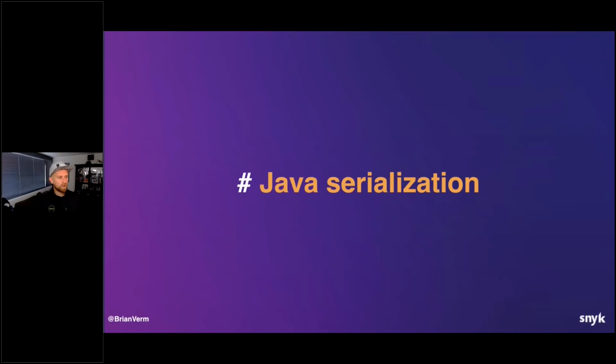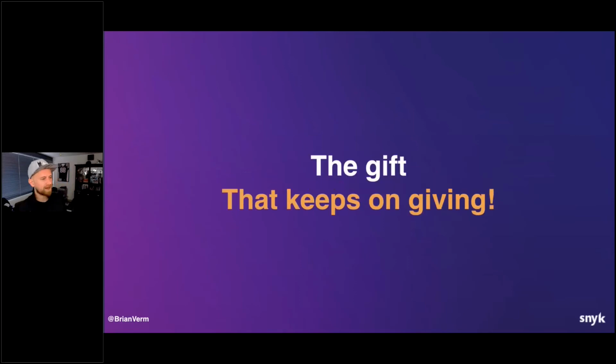The big elephant in the room: Java serialization. Also known as the gift that keeps on giving, because so many security issues came out of Java serialization. For those who are not familiar with serialization, a very quick recap in 30 seconds.